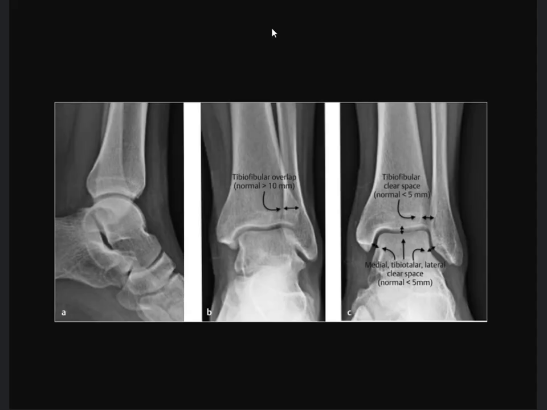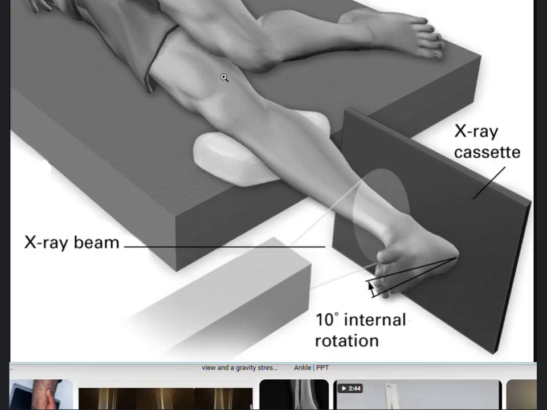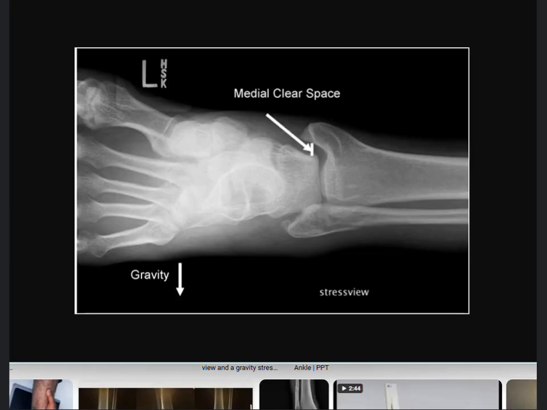diagnostic value, as they're often dependent upon how the stress view is done. So when we're talking about these gravity stress views, we have the patient lie on their side. We put a little pad underneath their mid calf area there, and we have gravity naturally pull the leg down and shoot that x-ray, looking at that. And when we look at the x-ray itself, this is what it looks like.